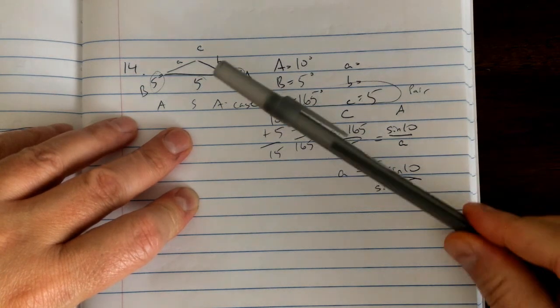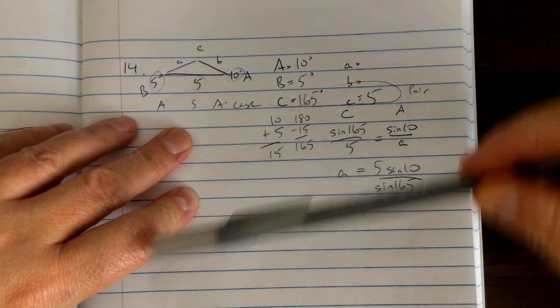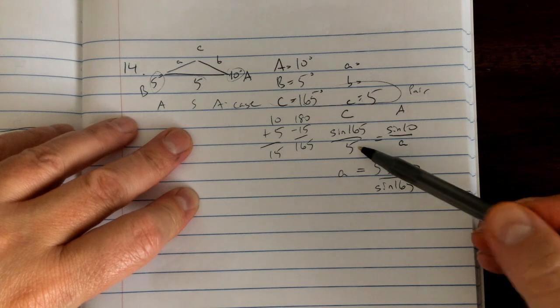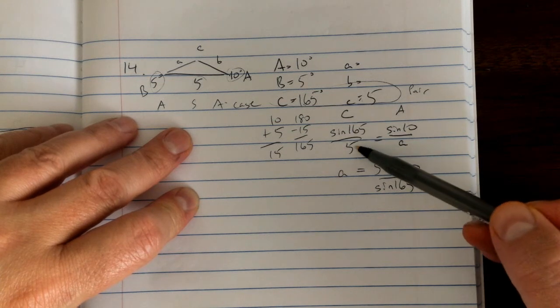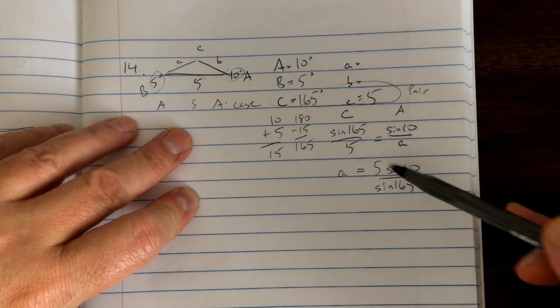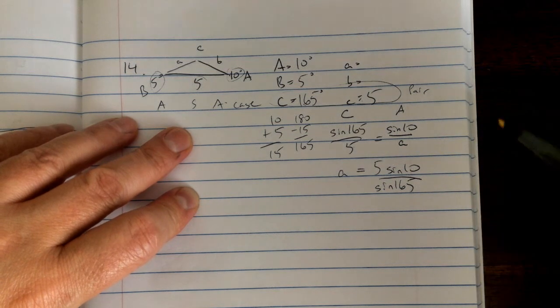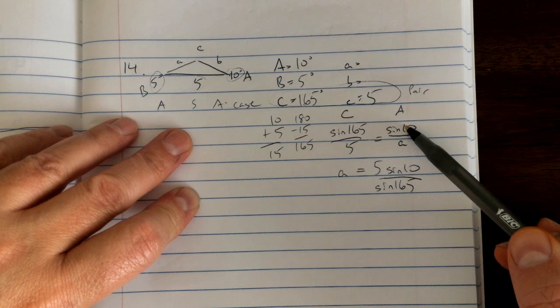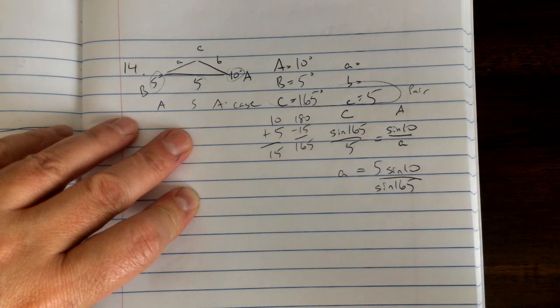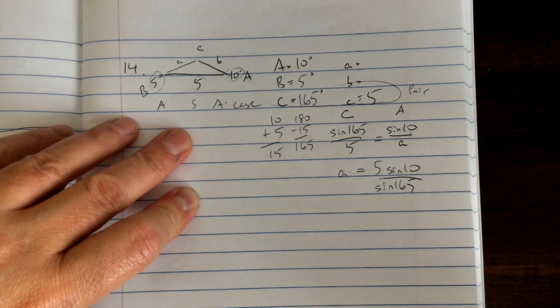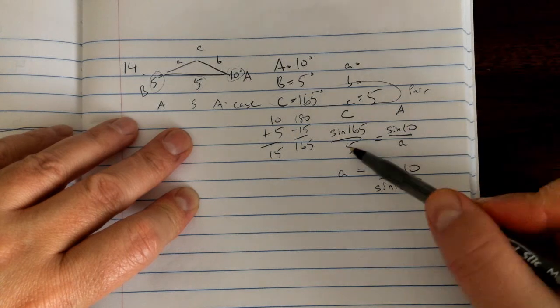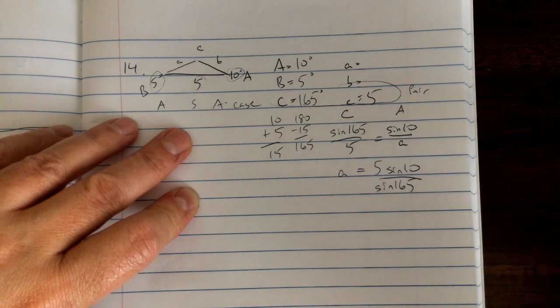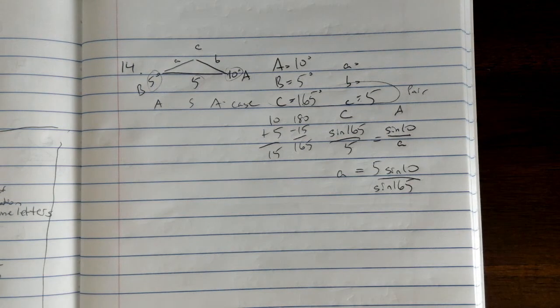So just like normal, cross multiply. So if you wanted to, you could have said A sine 165 equals this times this, and then divided. So basically the way it always works is multiply the two that actually have numbers and divide by the third one. So multiply these and divide by that one. Okay, so again, just make sure you're in degree mode.